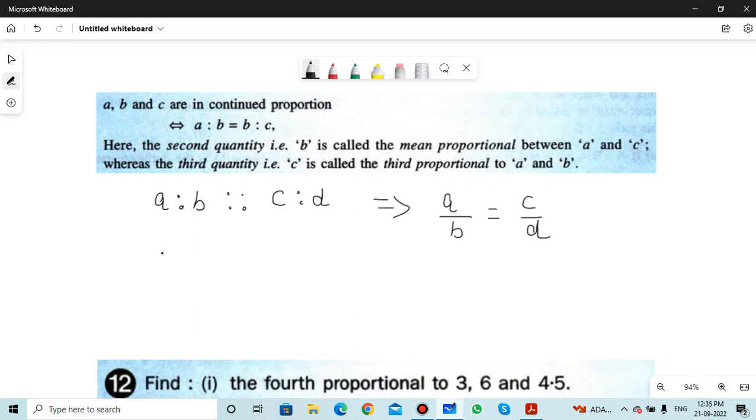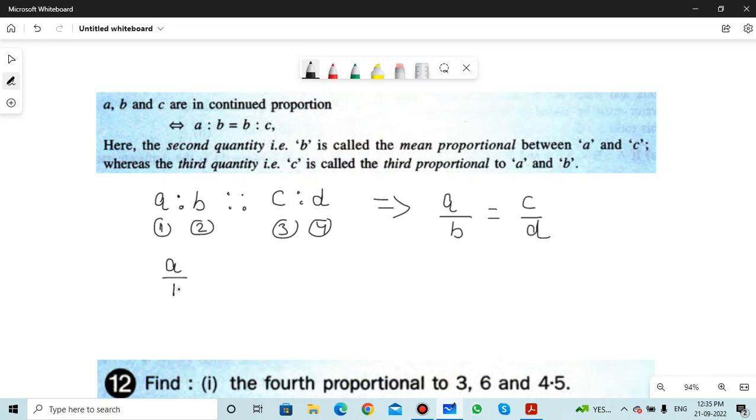What do we see in that? There are four terms in it: first term, second term, third term, and fourth term, and they're all distinct. You know that we call them the antecedent and the consequent. These are antecedents here, and the others are consequents. But in continued proportion, it will be like this.